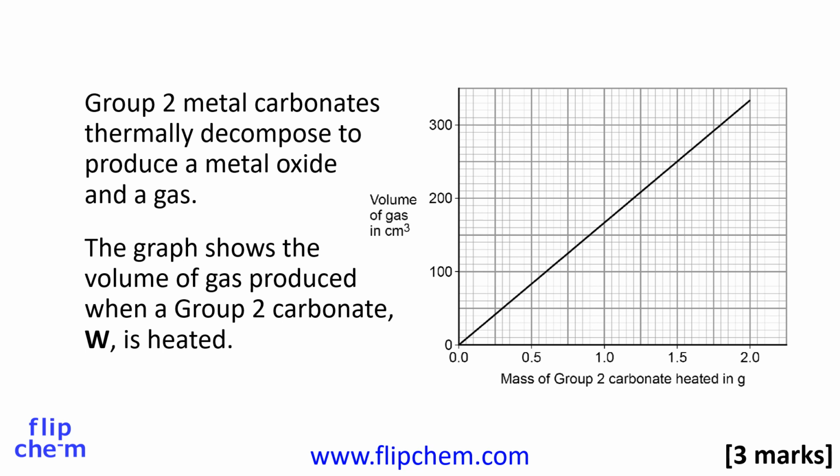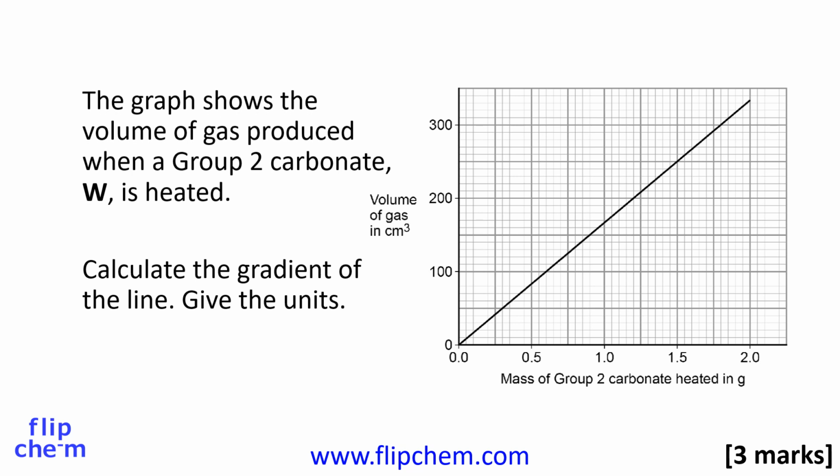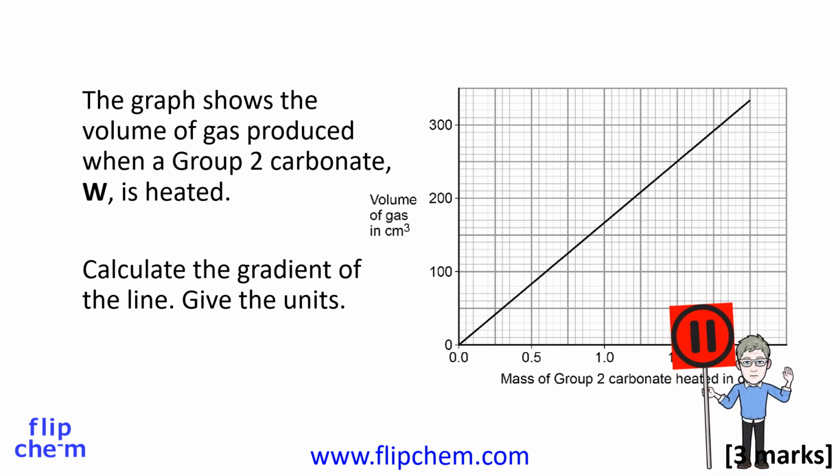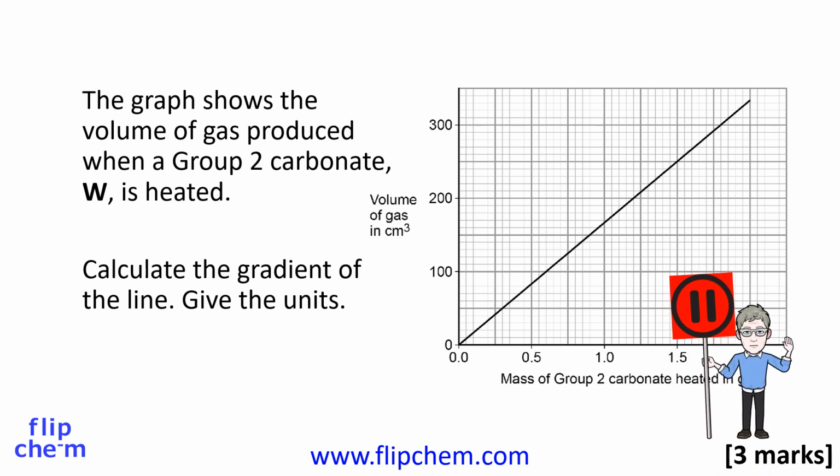Here's the data. Group 2 metal carbonates thermally decompose to produce a metal oxide and a gas. The graph shows the volume of gas produced when a Group 2 carbonate W is heated. And here's the question. Calculate the gradient of the line, give the units.